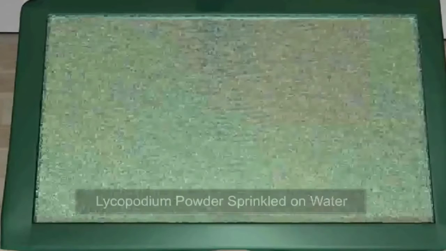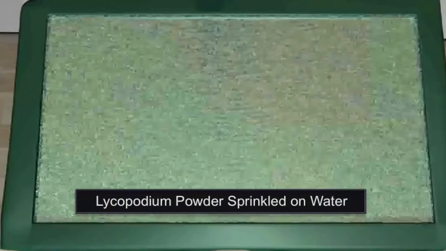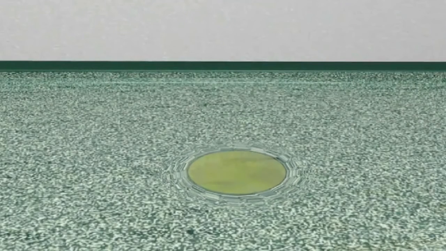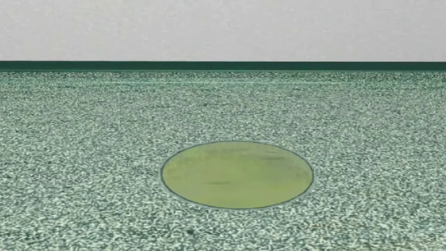Next, we take water in a large trough and sprinkle some lycopodium powder on its surface. Lycopodium powder is a yellow tan powder that spreads uniformly throughout the surface of water, forming a thin layer. Then, put one drop of alcohol oleic acid solution in this trough. The oleic acid drop spreads into a thin, large, and roughly circular film of molecular thickness on water surface.